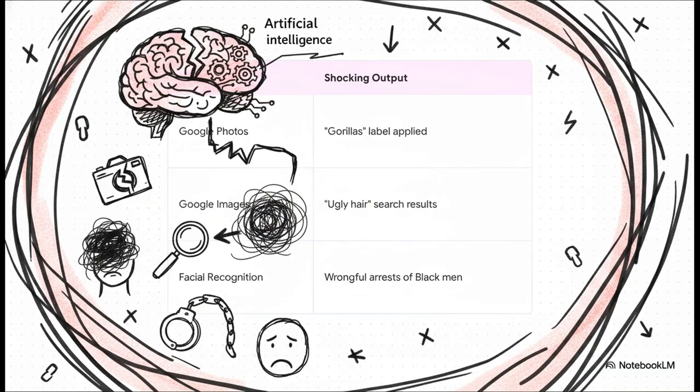And the stakes get even higher. Facial recognition software actually leading to the wrongful arrests of innocent Black men. These aren't just minor technical glitches. The research we're exploring today suggests they are symptoms of a much, much deeper systemic issue.